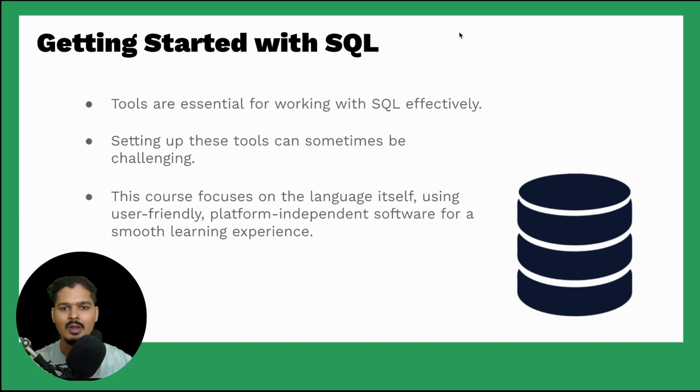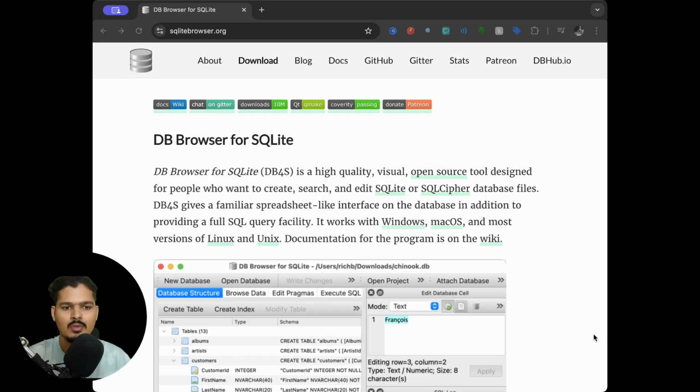Since I can't cover every software available for writing SQL, I have selected a program, an application that's compatible across all platforms. Some SQL tools require extensive setup, but I want to avoid delving into those complexities right at the start. For the purpose of this tutorial, we will be using DB Browser for SQLite. To install this, you can simply search on Google for DB Browser for SQLite, and then you can install it on your Linux, Mac, or Windows.